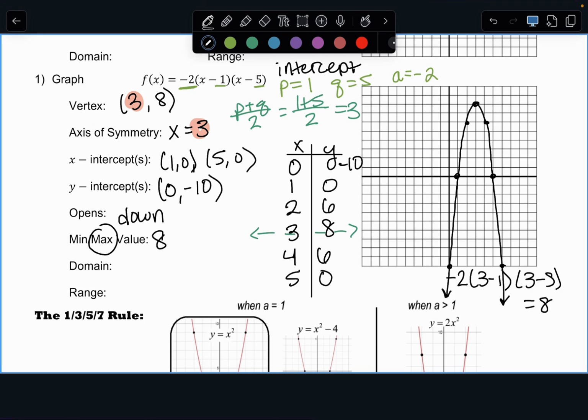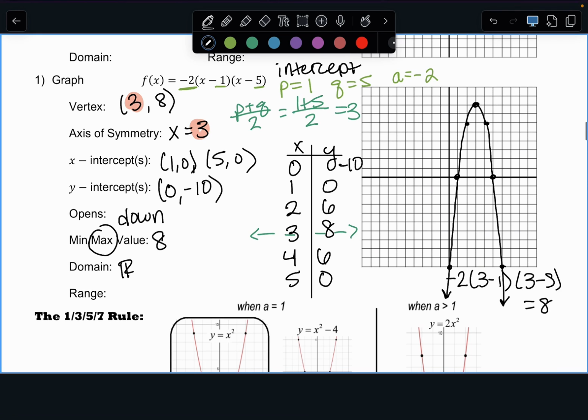Domain is always all real numbers. -infinity to infinity. Don't miss that on the test. That's like free points. All real numbers. Range, starting down here, do I have points at -infinity? When do my points stop? 8. 8 included or excluded? Included. So we put a bracket.